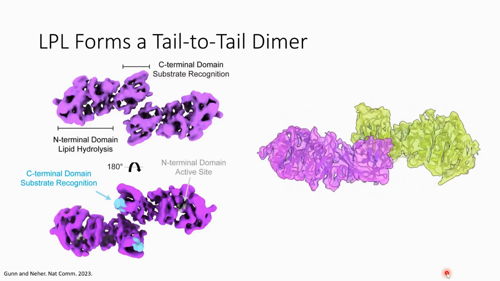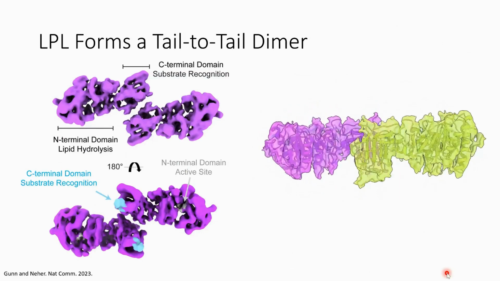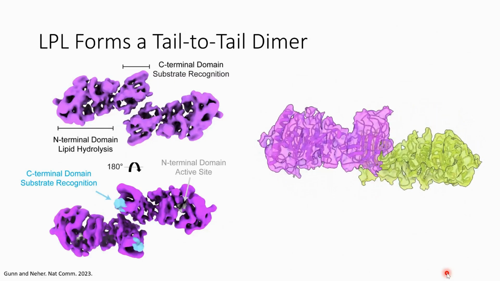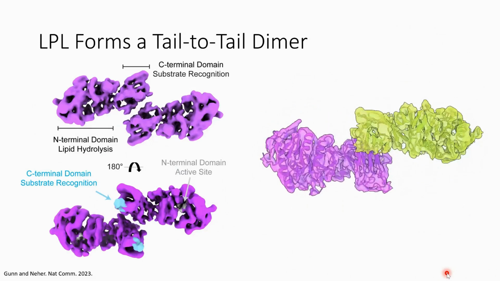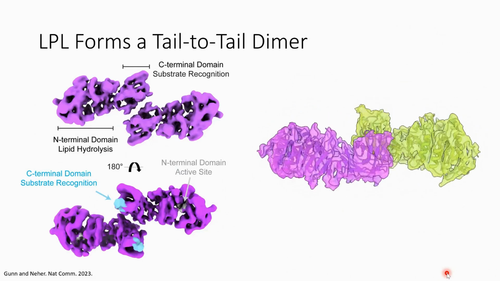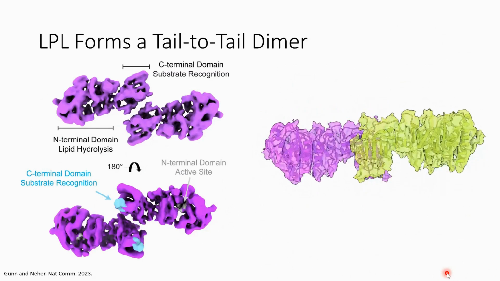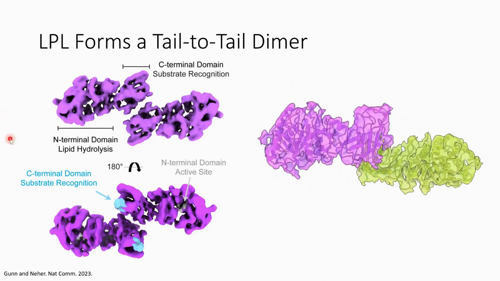And I had noticed in the 2D class that it did appear that LPL was forming what looked like a tail-to-tail dimer. And this was really exciting to me as someone who studied LPL because it had been proposed that LPL would be forming a head-to-tail dimer in its active form. And this was the modeling that had been done previously, and no one had really suspected that a tail-to-tail dimer would be what would happen.